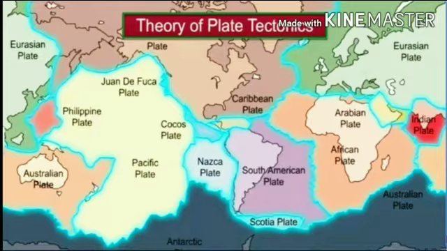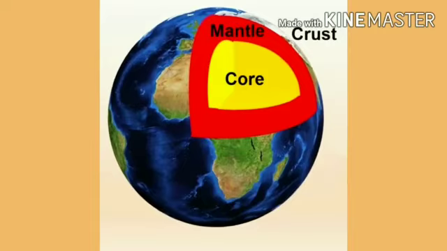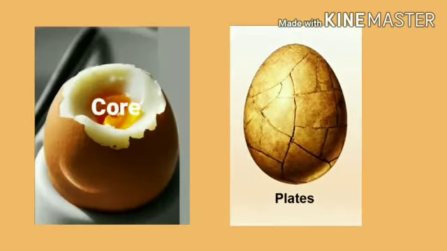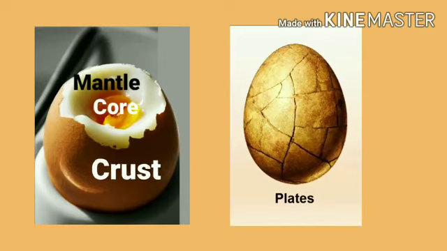Let's understand these terms clearly. First of all, what do you mean by plates? Earth, as you know, has 3 layers. The innermost layer is the core, then the mantle, and the outer layer is the crust. And this crust is made of different plates. If we relate it to other things, we can relate it to a boiled egg, like this.